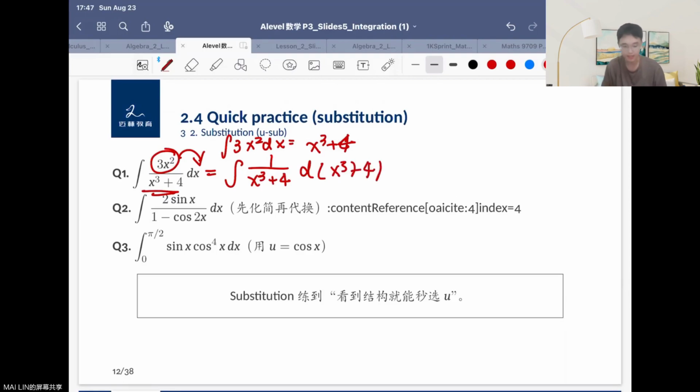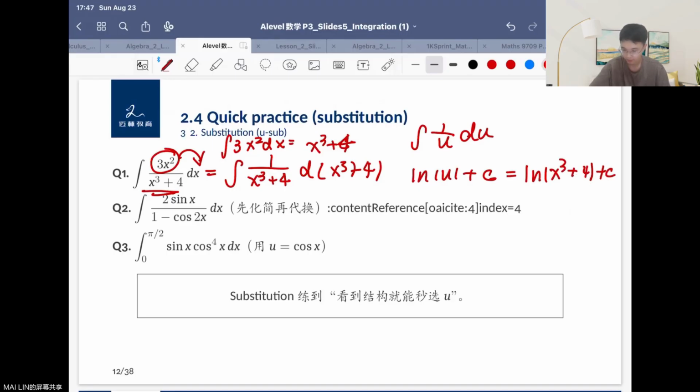So then you can say, just let u substitute as x cubed plus 4. So it is the integration of 1 over u du, right? That is ln u plus c, right? So here, the u is x cubed plus 4. So that value is ln of x cubed plus 4, plus c, okay? That is for the first question here.